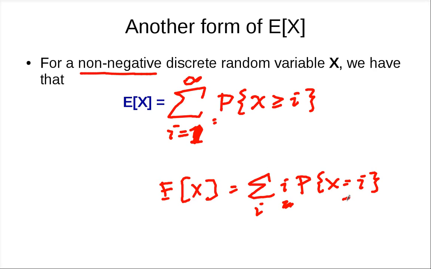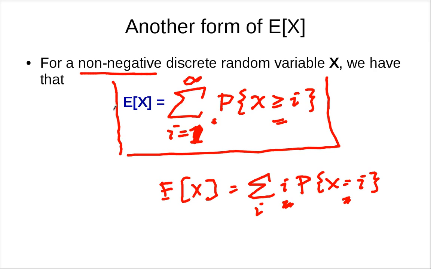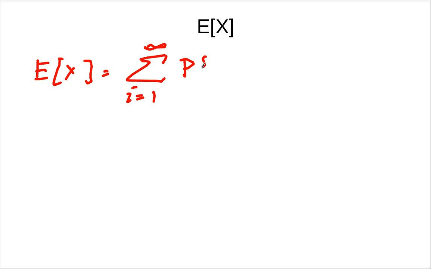However, this is not an equality anymore, it's greater than or equal. You're going to prove it in the exercise, but right now, let's use it. We're going to use this form to compute the expected value of the geometric random variable x. So the expected value of x is the sum from i equals 1 to infinity of the probability that x is at least i. So what's the probability that x is at least i?